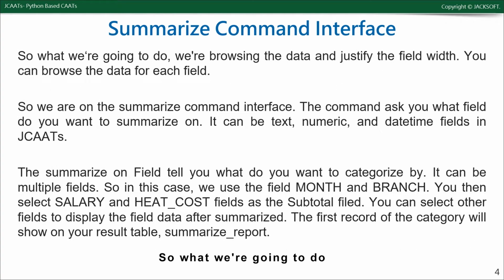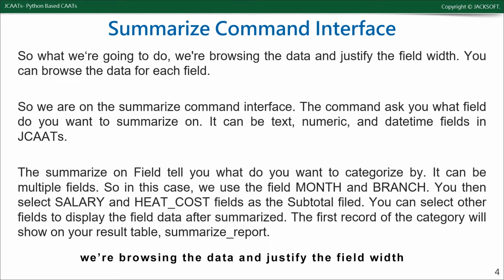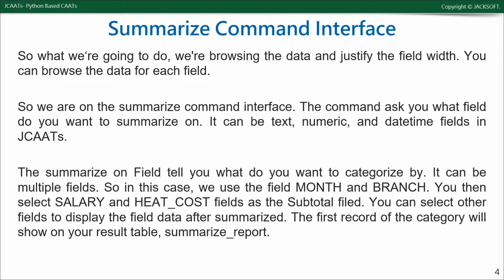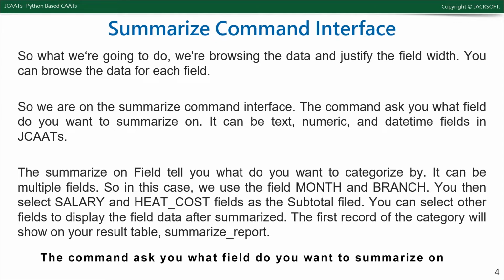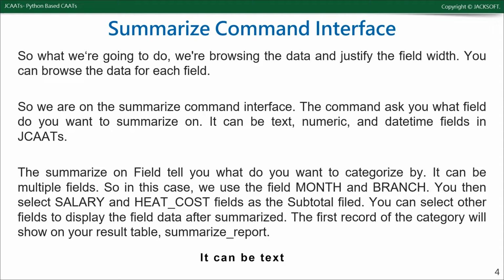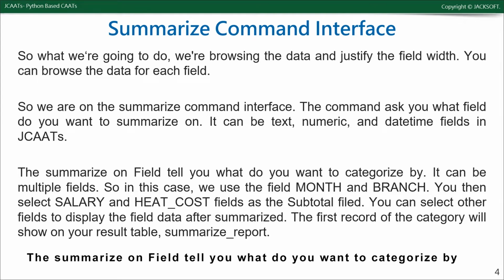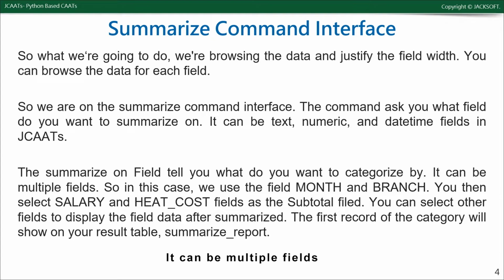So we're browsing the data and justifying the field width. You can browse the data for each field. So we are on the summarize command interface. The command asks you what field you want to summarize on. It can be text, numeric, and date-time fields in JCAATs. The summarize on field tells you what you want to categorize by. It can be multiple fields.